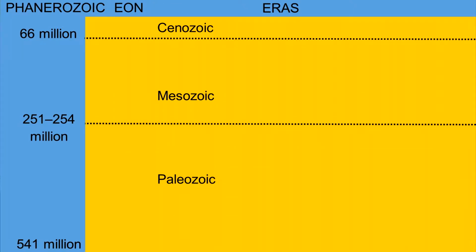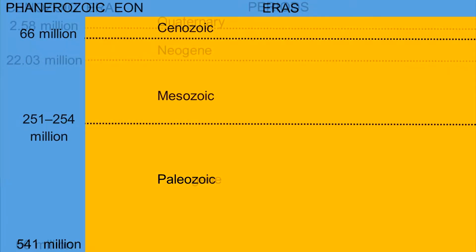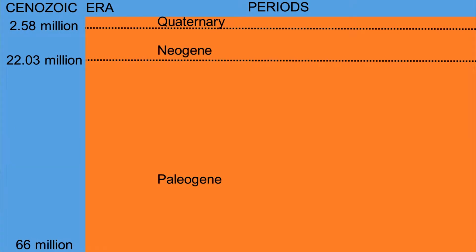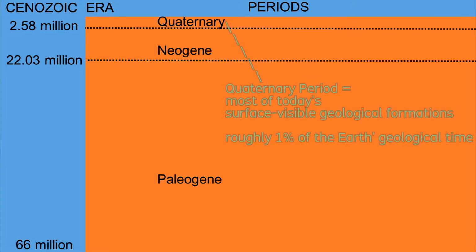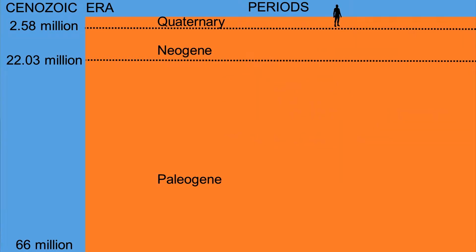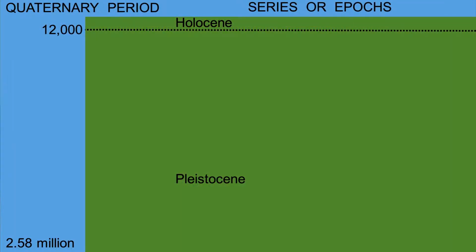Within our current Cenozoic era, we can identify 3 geological periods of the Paleogene, Neogene, and Quaternary. Most of the geological formations that you can see today have taken shape during the Quaternary period. Even so, the Quaternary has accounted for about 1% of the Earth's geological time. The Quaternary period typically is viewed as most relevant for archaeology. So far, the Quaternary period has included 2 series or epochs of the Pleistocene and now the Holocene of our current time.